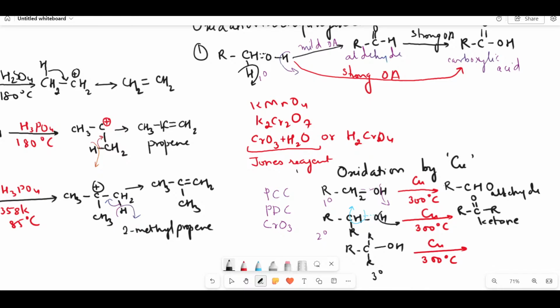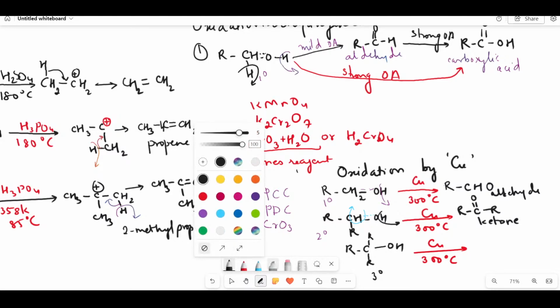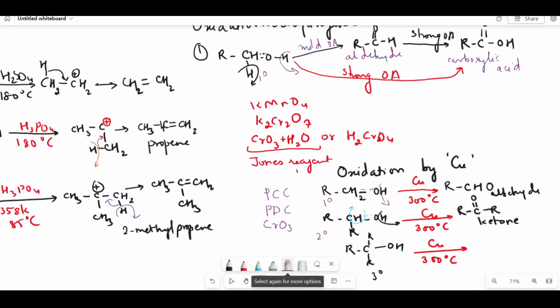Now here, when copper is present at 300 degrees centigrade, dehydration will take place. Instead of this R group, I will take CH over here so that we can do the reaction and show. Erase this H, R, and instead I will put a C over here. You can take any methyl group or ethyl group, whichever you feel like.